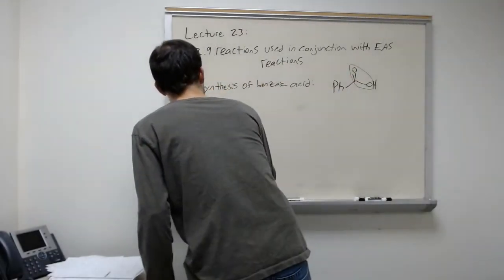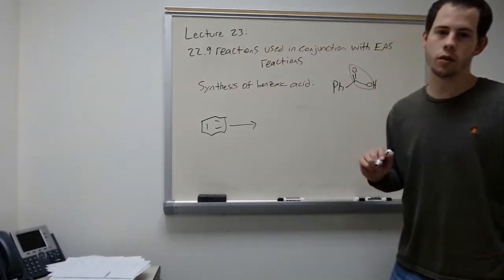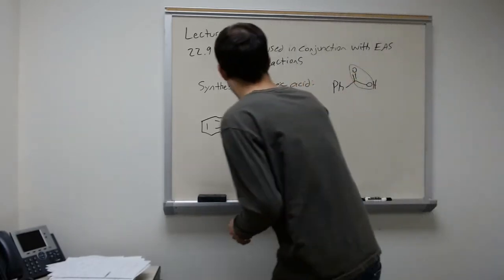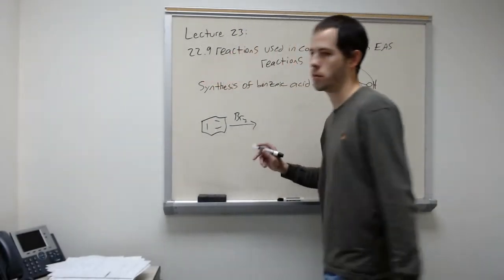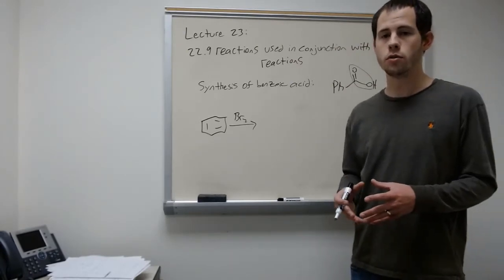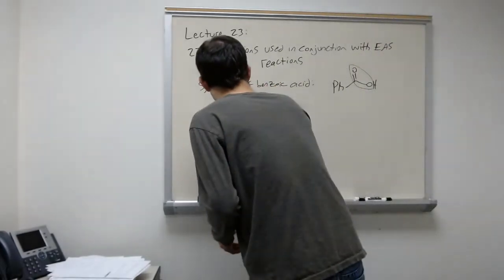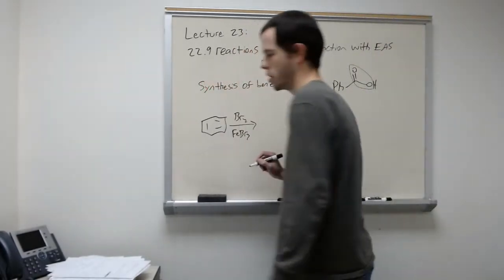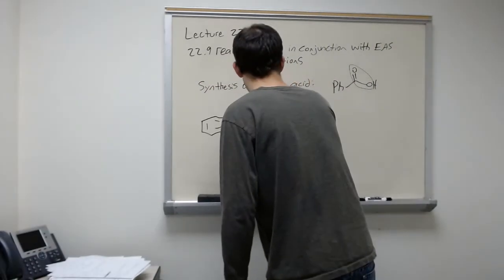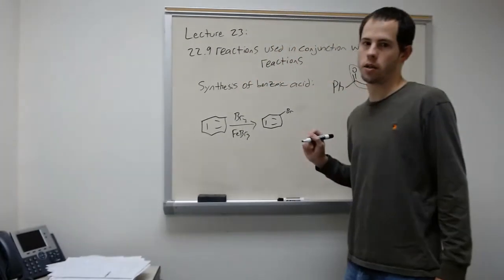So we just learned, if we start with benzene, that we can brominate benzene using Br2. Remember, Br2 by itself doesn't work, so we have to use a Lewis acid. We can either use iron tribromide or aluminum tribromide. Either one would work in this case. I'll just use iron, and this puts a bromine on our ring. And so we get to a compound like this.